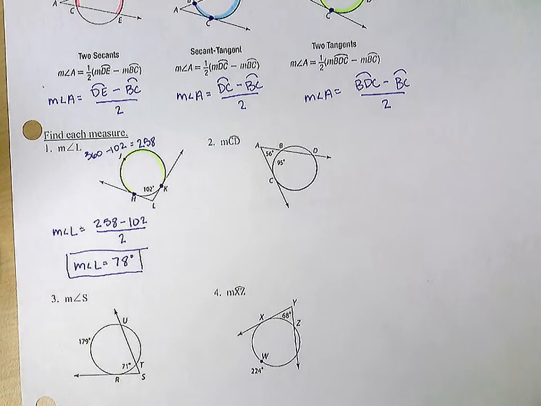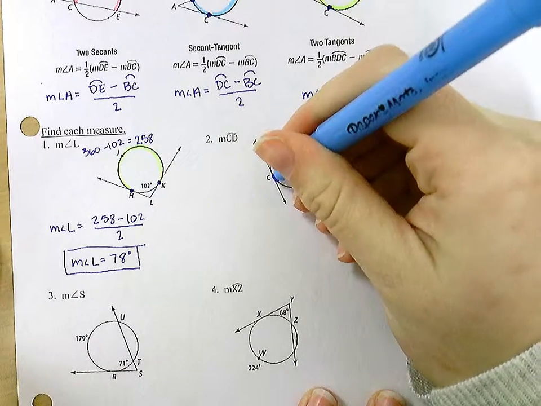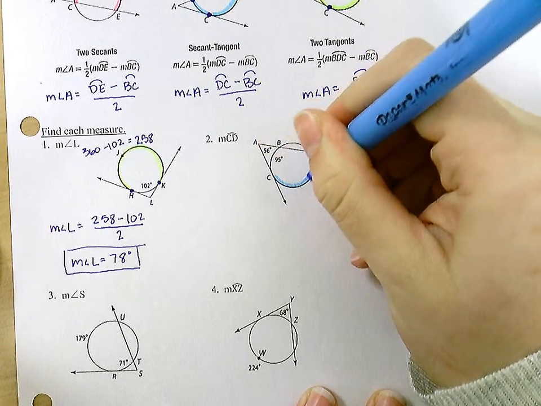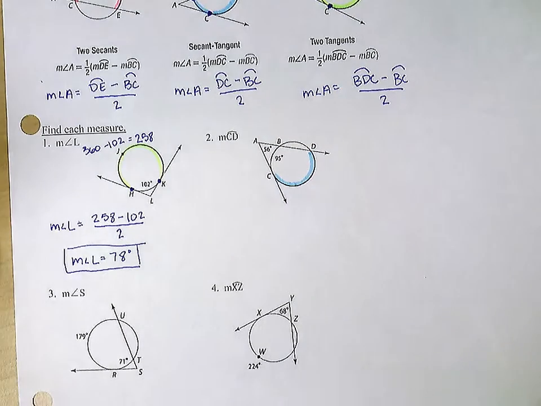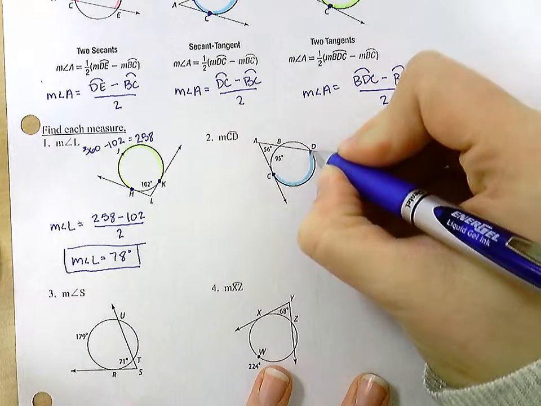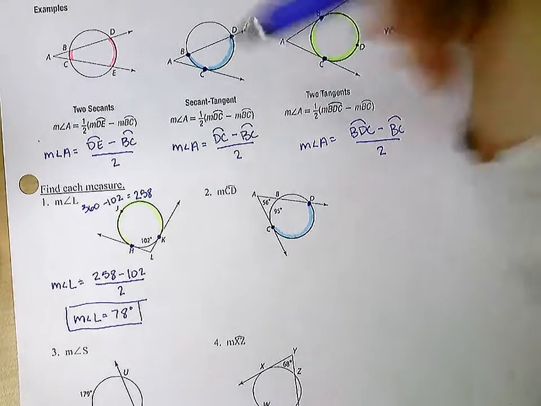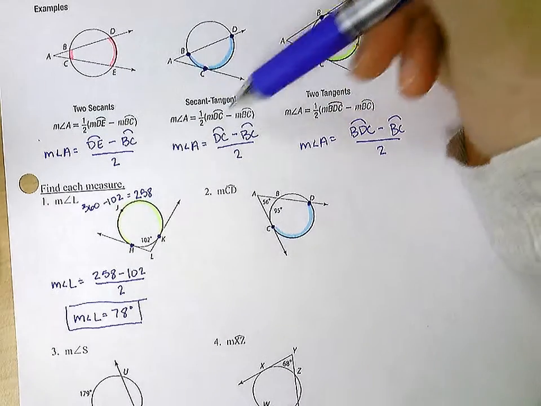All right, then number 2, we want to find the measure of arc CD. So this time we're not finding the angle, we're finding the arc. Okay, that's this arc right here. We want to solve for that arc measure. Now my intersection is between a tangent and a secant. Okay, so that's like this one right here.